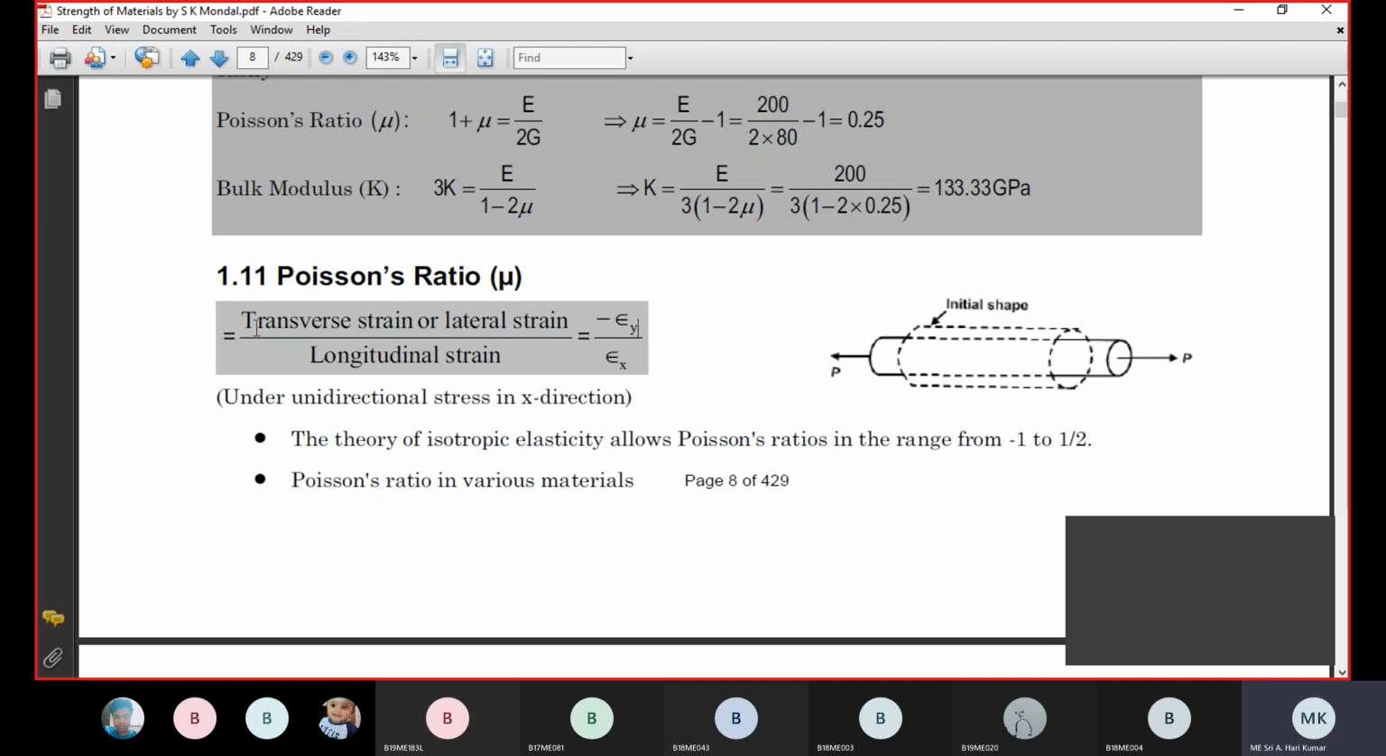This expression is valid for unidirectional stress, meaning stress along one direction only, that is in the x direction. The theory of isotropic elasticity, where isotropic means properties are the same in all directions, allows Poisson's ratio in the range from -1 to half. Isotropic elasticity, remember. This might be a question.